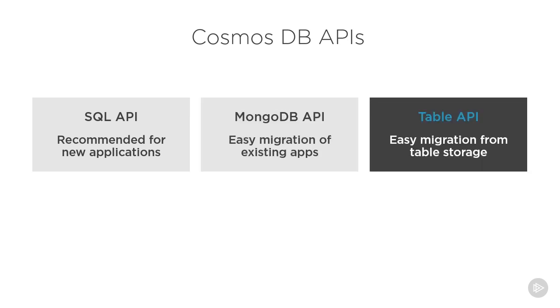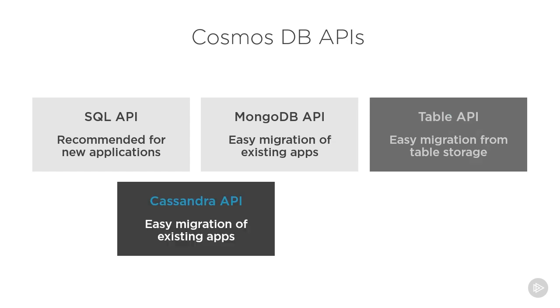Table API is the other API Cosmos DB offers. This is also a great choice if you have an existing application which works with Azure Table Storage and you want to migrate the data within Table Storage to the Cosmos DB.